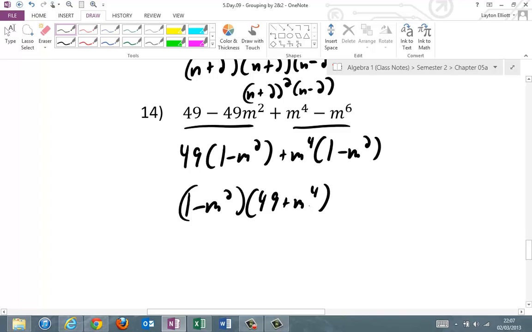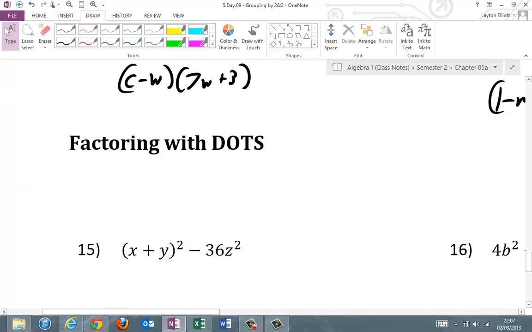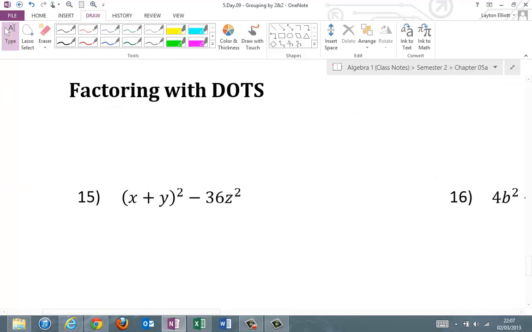Now, the 1 minus m squared is a difference of 2 squares, so that's going to factor into 1 minus m and 1 plus m. The 49 plus m to the fourth can't factor because it's not a minus sign. Okay, that's enough with that.